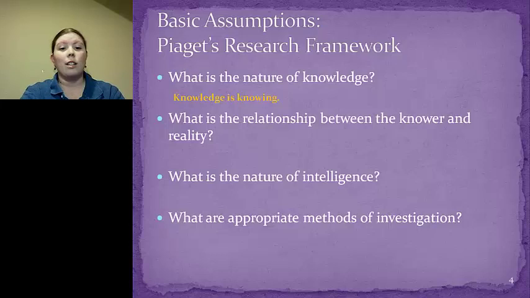The second question asks, what is the relationship between the knower and reality? The learner cannot separate themselves from their ever-changing environment. Their senses constantly gather information that is used to learn more about the world they live in. The third question is, what is the nature of intelligence? Piaget's assumption was that human intelligence functions like biological organisms, in that they are both living systems that grow and develop. There is steady environmental contact and adaptation.